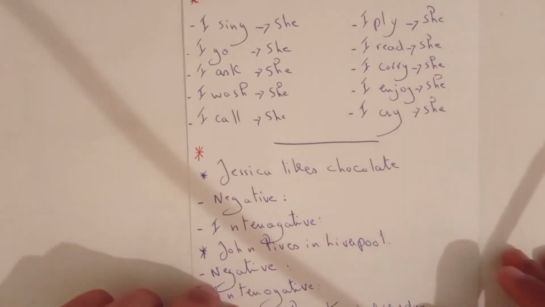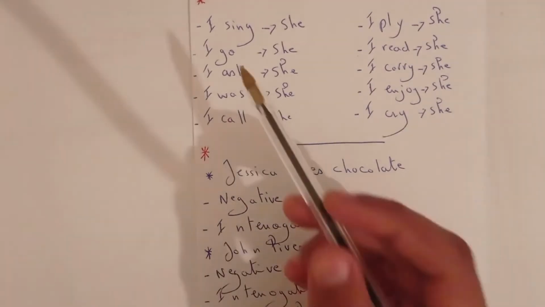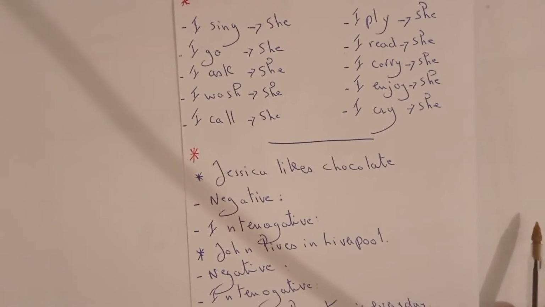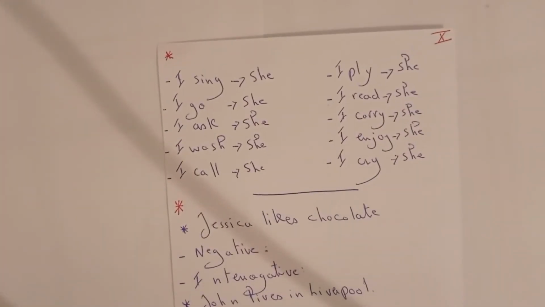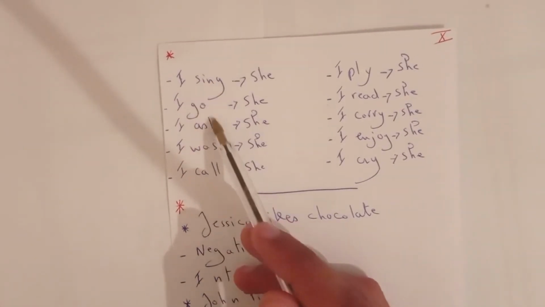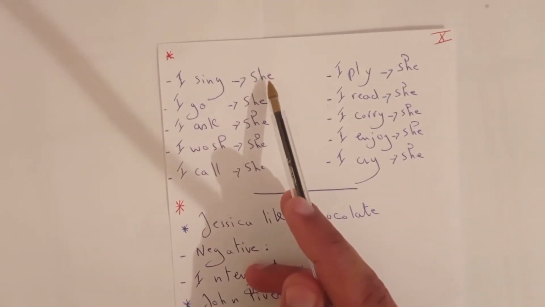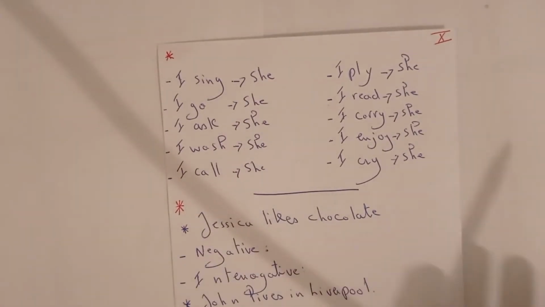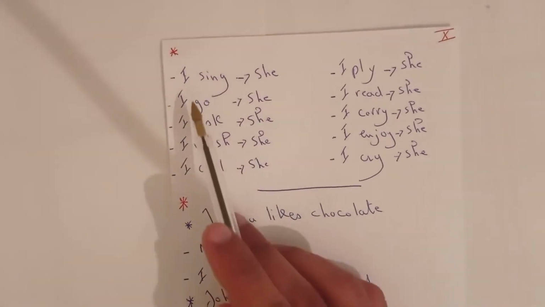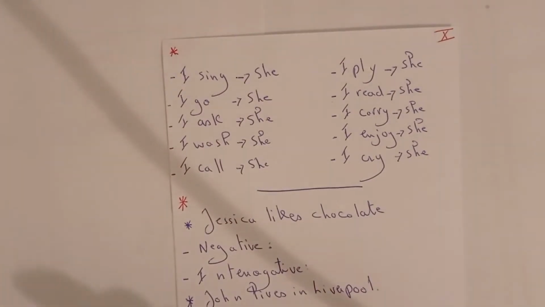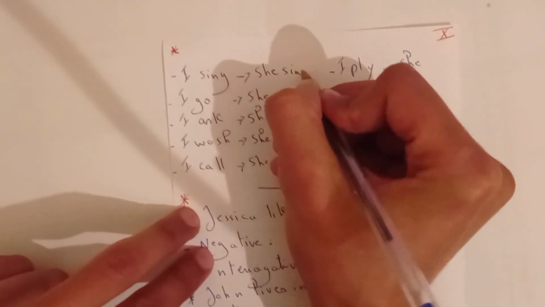Okay. Now, let's have some practice. Look, we have here some verbs. So now, try to change these verbs in this third person singular pronoun, okay? So for example, we say I sing. What do we say here? She what? She sings. Good.